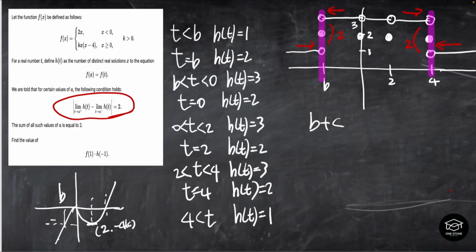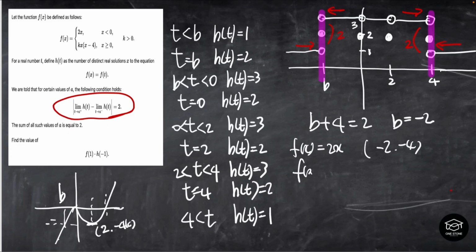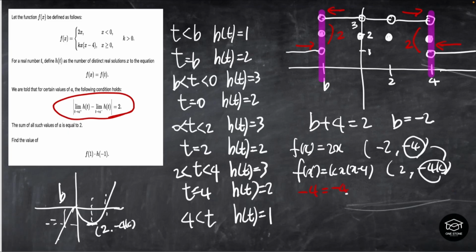The problem tells us that the sum of these t values is equal to 2. Therefore, b plus 4 equals 2, which means b equals negative 2. Now substitute x equals negative 2 into the line y equals 2x. That gives f of negative 2 equals negative 4. This must equal the minimum value, negative 4k. So negative 4 equals negative 4k, which means k equals 1.